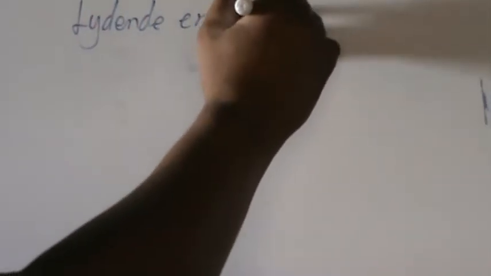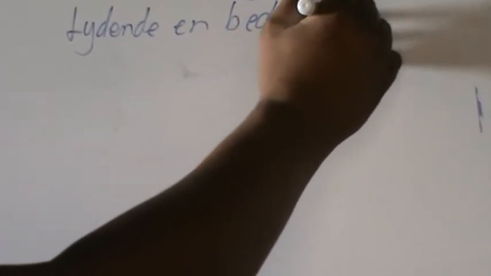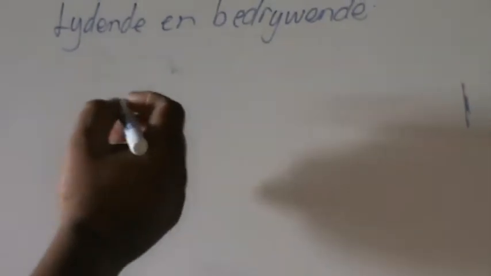Today we want to be looking at lydende and bedrywende vorm. Right? Bedrywende vorm. This is the active and the passive voice. Now there's something here where the guys make a mistake, but I'm going to try and help you to sort it out so that you can never ever make that mistake again, right?